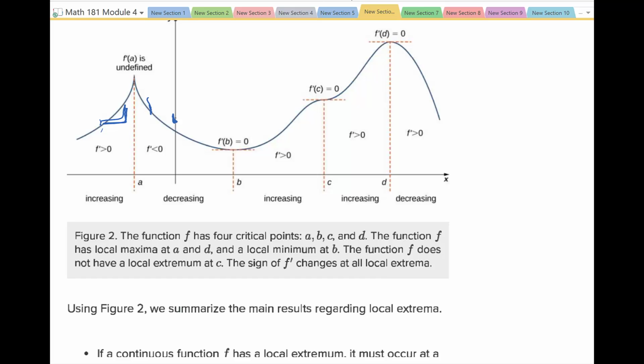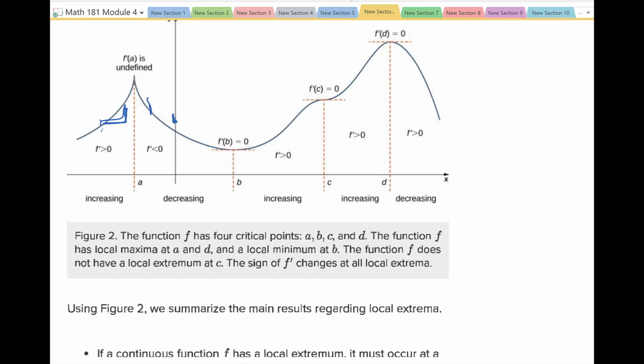So this is a local maximum at f of 3. That's it. Okay.